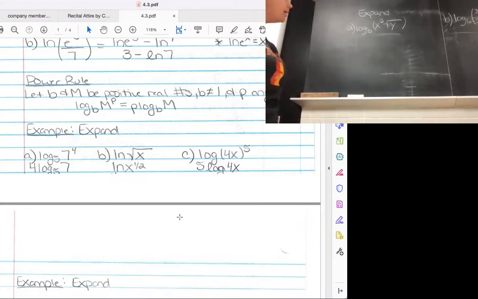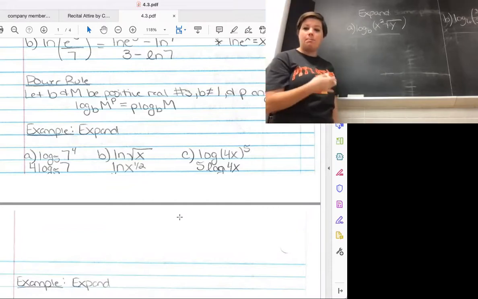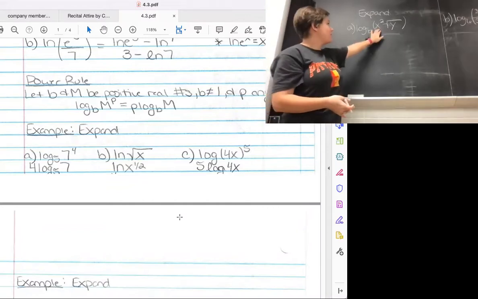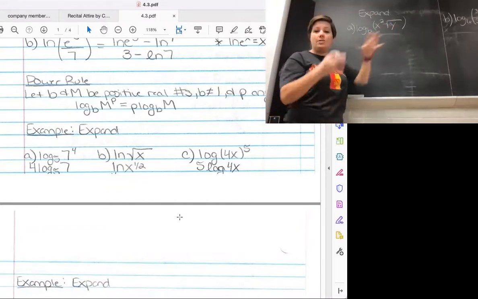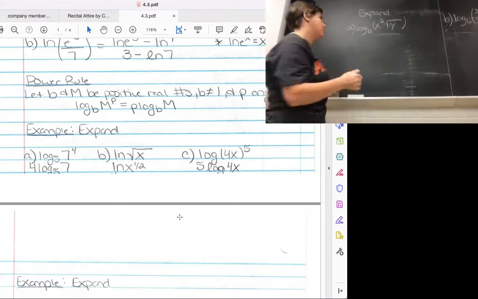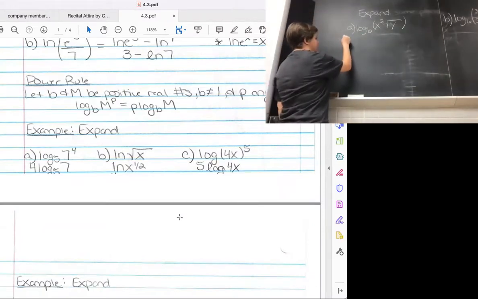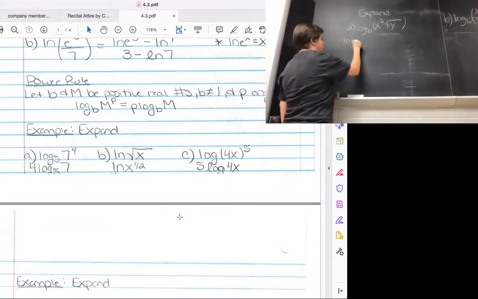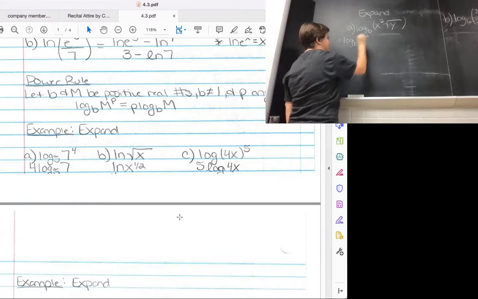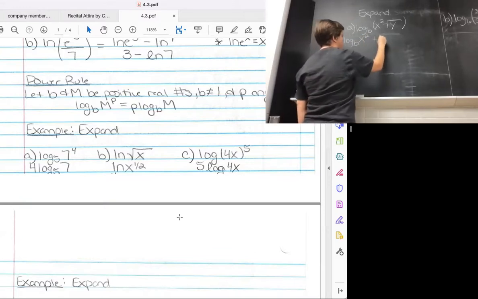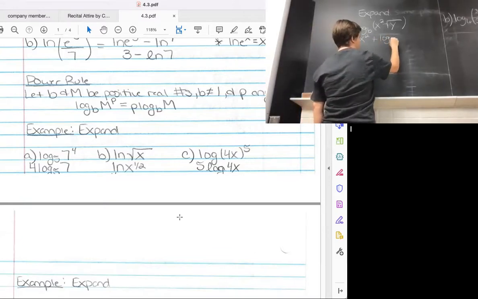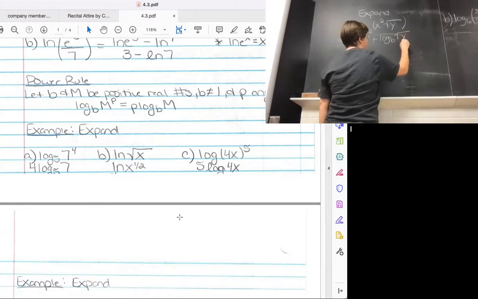So the first one that I'm going to do is the product rule. I have x squared times the square root of y, so I'm going to expand that using the product rule. So that becomes log base b of x squared plus log base b of the square root of y.